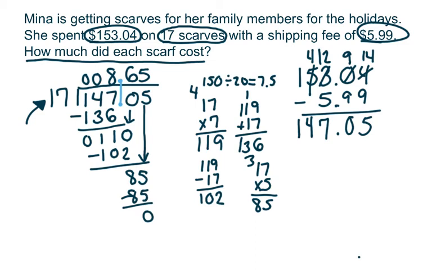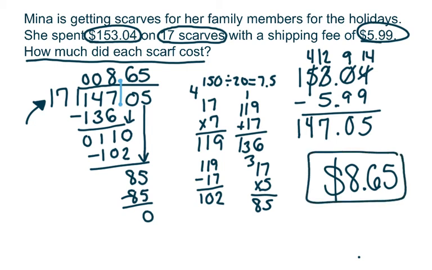So I know that the 17 scarves that sold for $147.05 total each cost $8.65. And since I know I've already taken out the shipping cost and my division was accurate based on my multiplication, I know that that was the cost of each scarf.